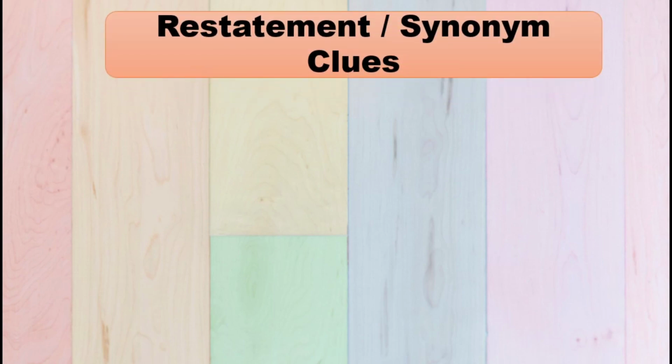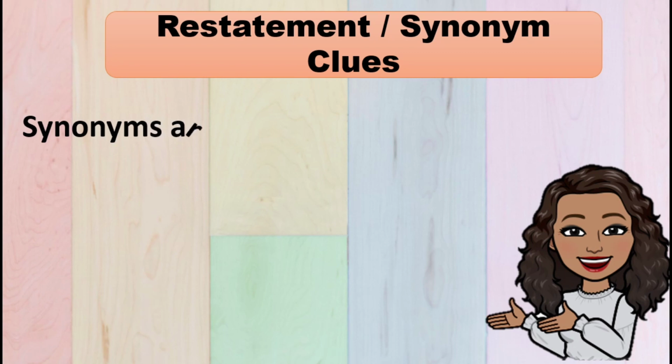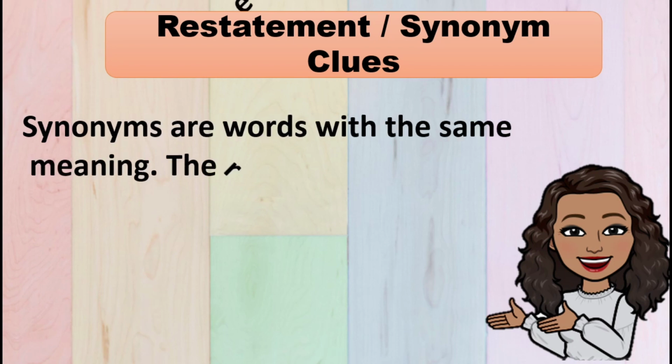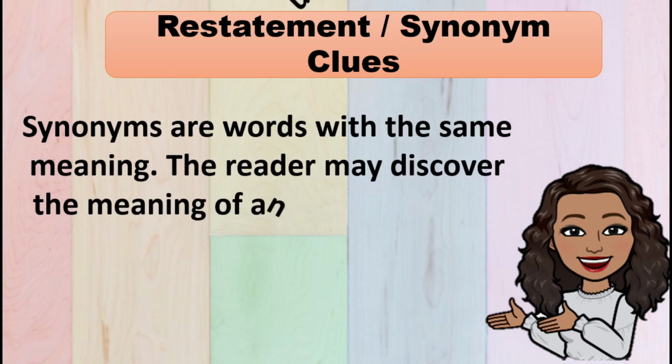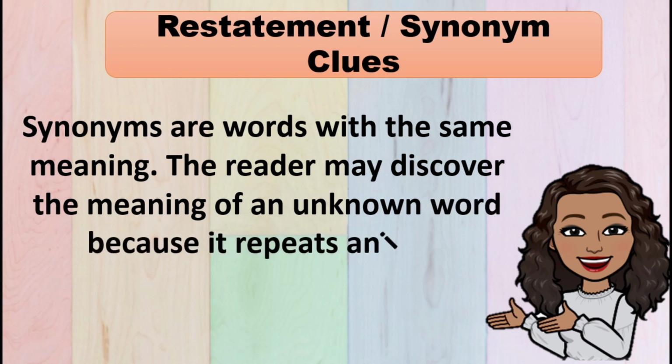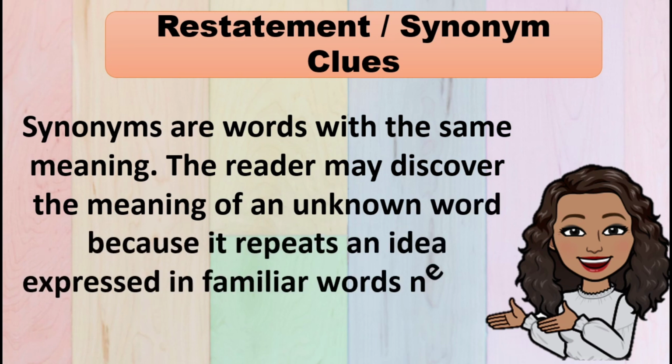Next, we have restatement or synonym clues. Synonyms are words with the same meaning. The reader may discover the meaning of an unknown word because it repeats an idea expressed in familiar words nearby.